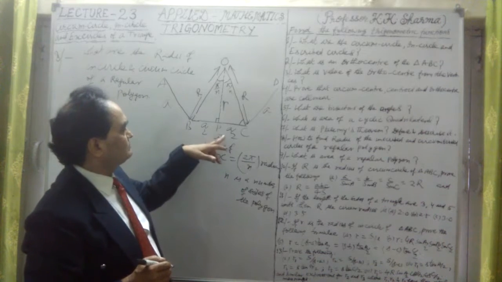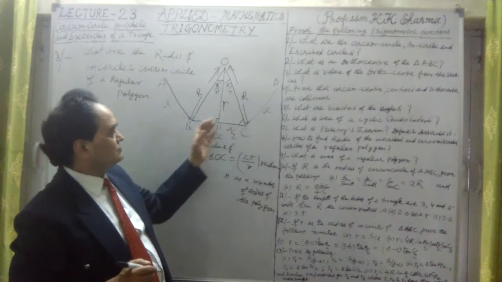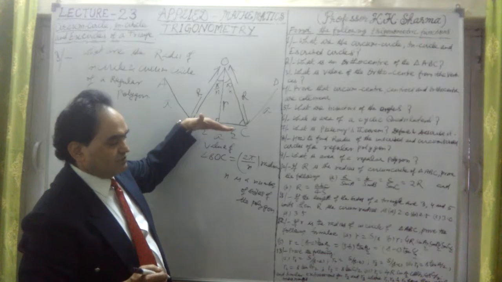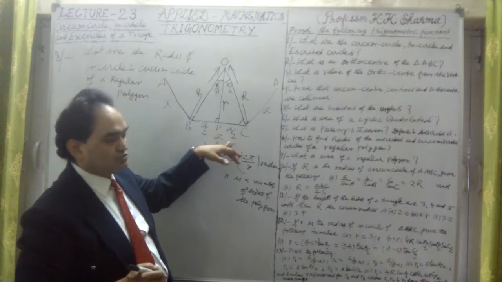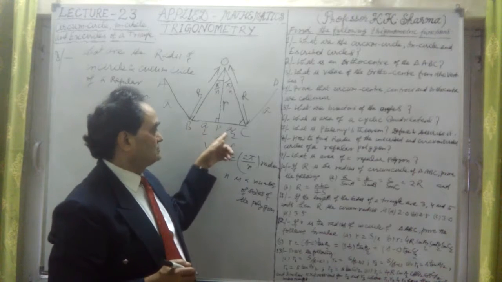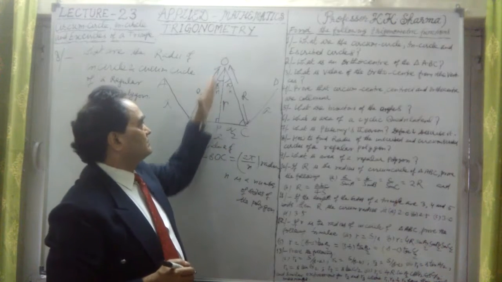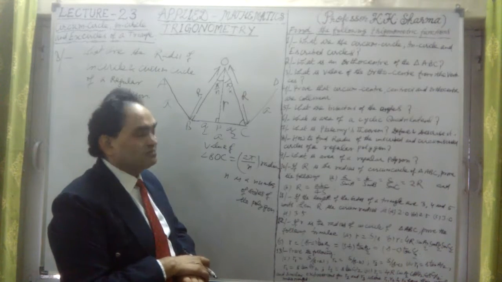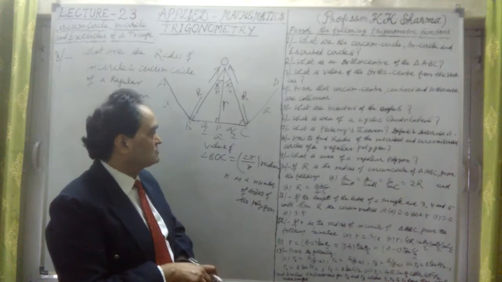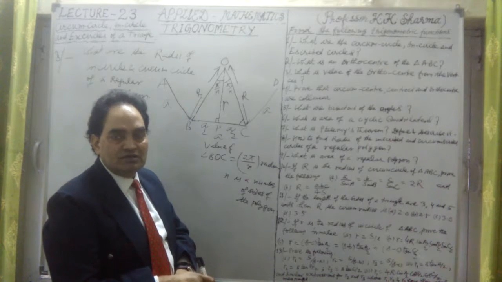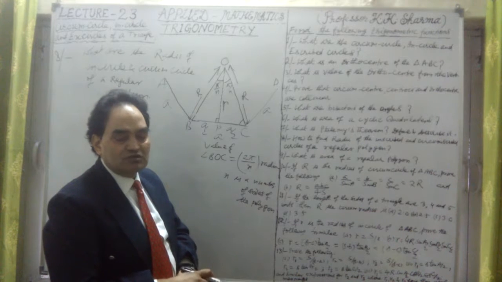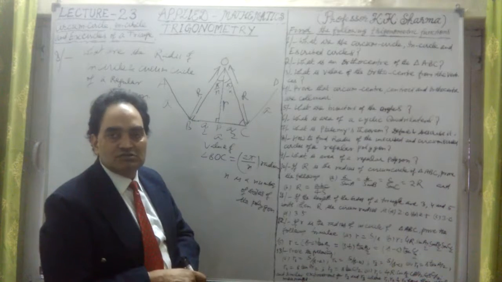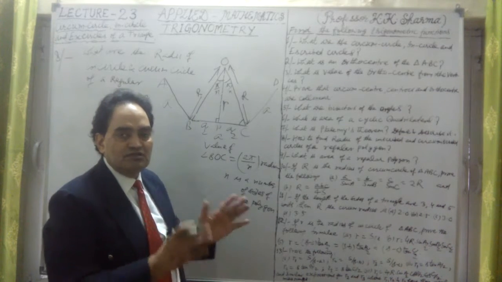What is this length? This is a here, this is a here, so a by 2. This is the base, and the area of this triangle will be half base into height. Oh sorry, this is a here, so a by 2 into this perpendicular length, which is r here. The length of the perpendicular OP, that we will calculate. That means small r we have to calculate. Multiply them, that will give us the area. This is one of the triangles, and n such triangles will be formed, so that multiplied by n will give us the area.